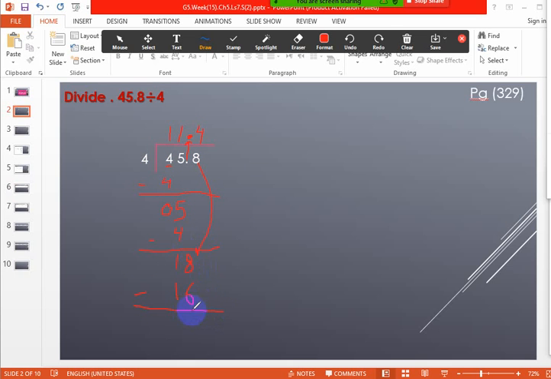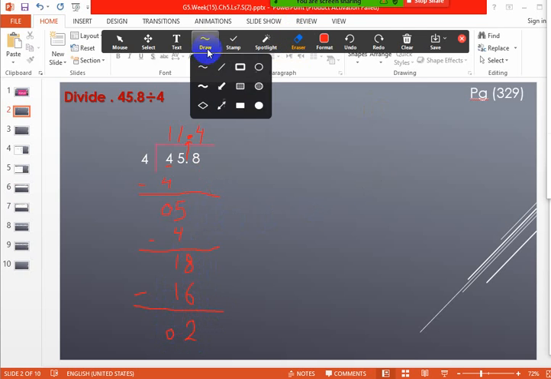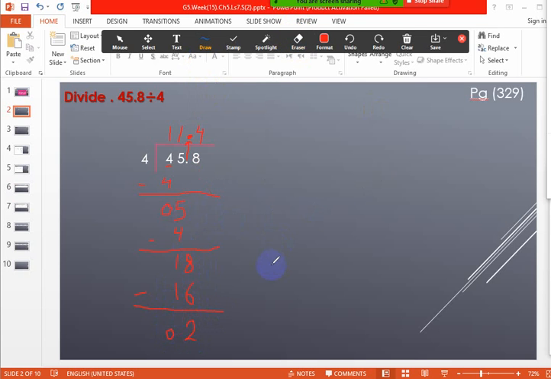Now 8 minus 6 equals what? Equals 2. And 1 minus 1 equals 0. Okay. Now I have 2. Can I divide 2 by 4, girls? Of course I can't, because 2 is less than 4. But will 2 be a remainder? Of course not. I told you in the decimal division there is no remainder. There is no remainder in decimal division.